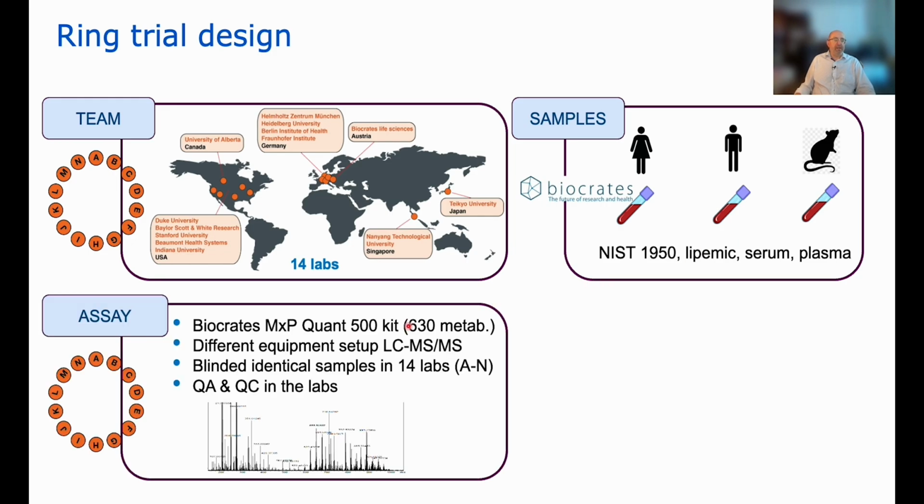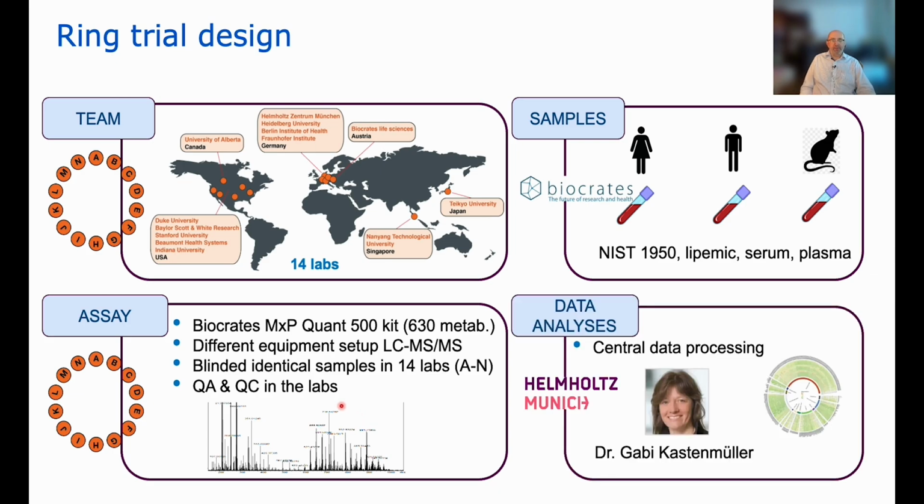Samples were measured in the independent laboratories using the same assay but different equipment setups, so different mass spectrometers, different LC-MS interfaces, and different LCs. The samples were blinded, so the laboratories didn't know what they were measuring, and quality assurance and quality control were performed in the labs. The data were exported to Helmholtz, and the central data processing was performed by Gabi Kastenmüller and her team, who led us in data processing.